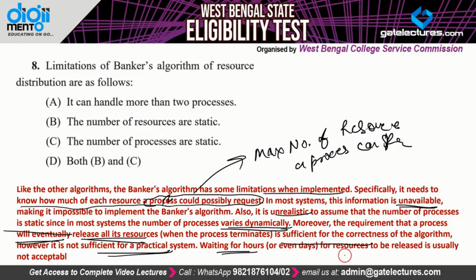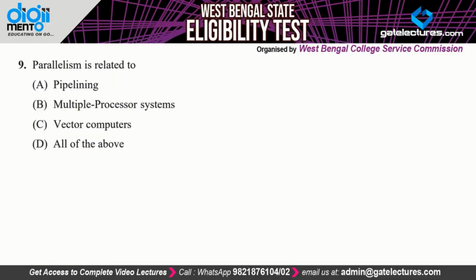Waiting for hours, even days, for resources to be released is usually not acceptable. So the number of processes being static is a limitation of Banker's algorithm. The number of resources being static is also a limitation. It can handle more than 2 processes, that is correct. But these 2 are the limitations. So both B and C are correct, that is, option number D is the correct answer for question number 8.